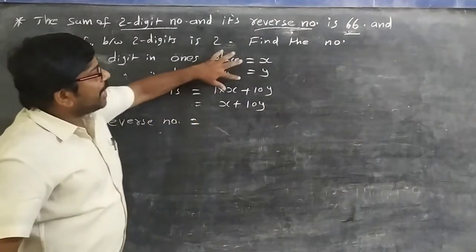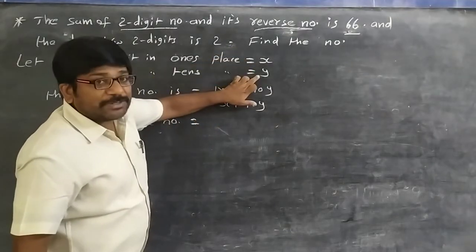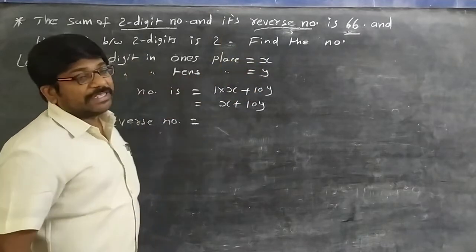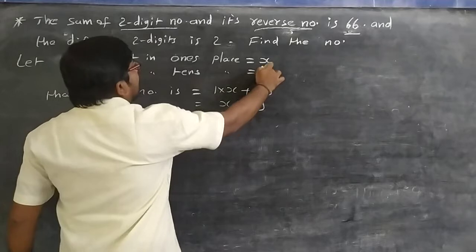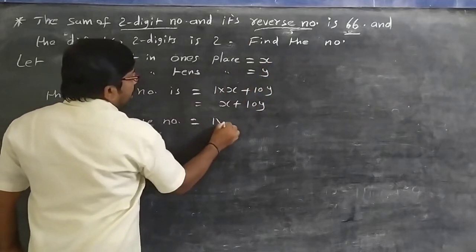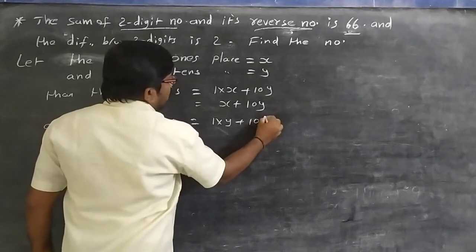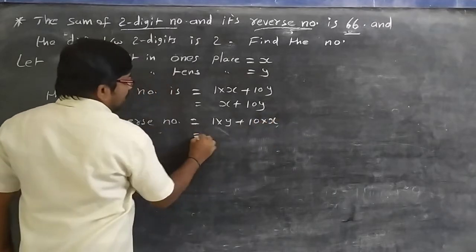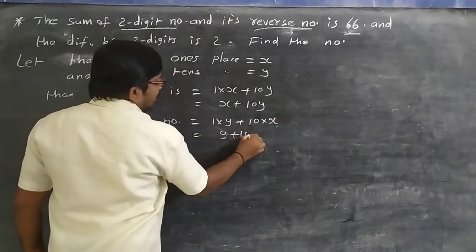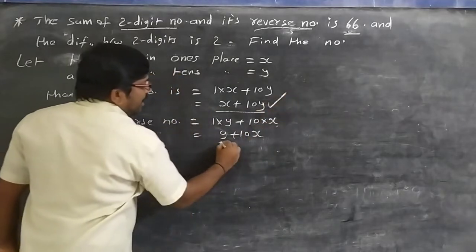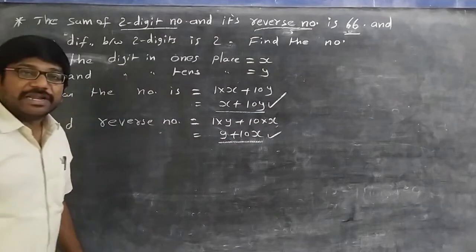Reverse number is, we have to change it. The digit in tens place comes in ones place in the reverse number, and the ones digit comes in tens place. So 1 into y plus 10 into x. That is equal to y plus 10x. Right? It is the two-digit number and it is its reverse number.